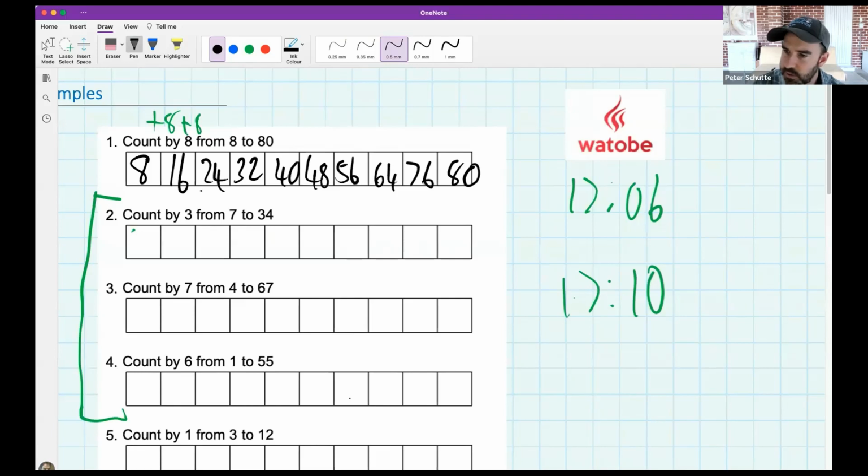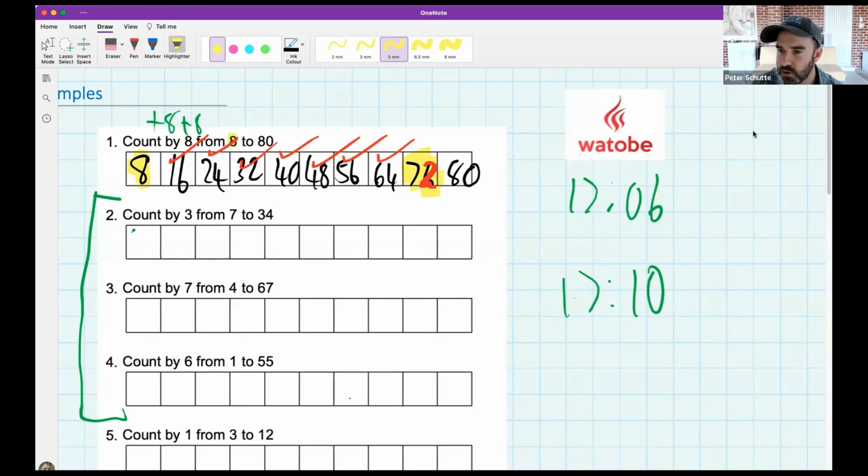It says, someone said Mr. Peter is wrong on the first one. Let's have a look. Where is Mr. Peter wrong on the first one? I think count by 8 from 8. So I started 8. And then I go 16, 24, 32, 40, 48, 56, 64. Ah, I spot it, guys. I spot it. You're on fire. Well done.